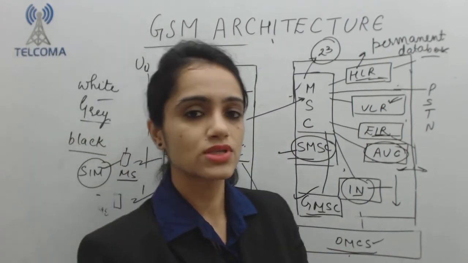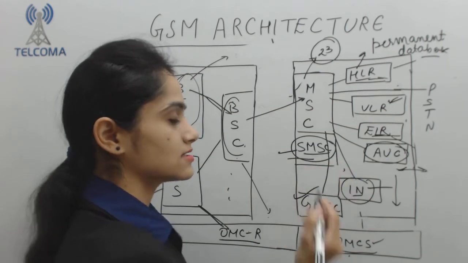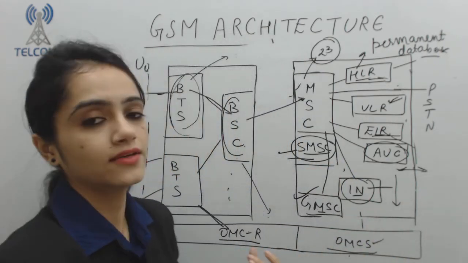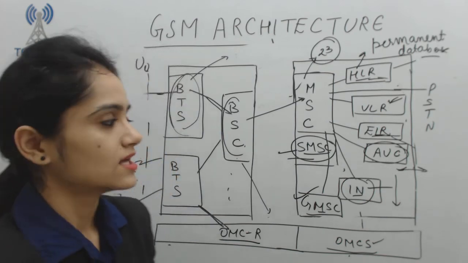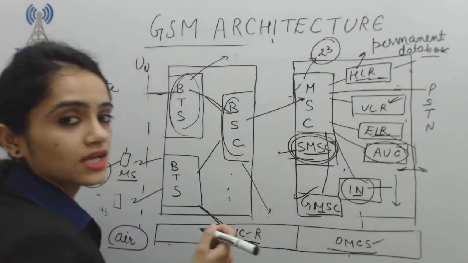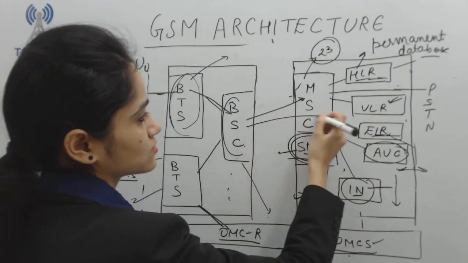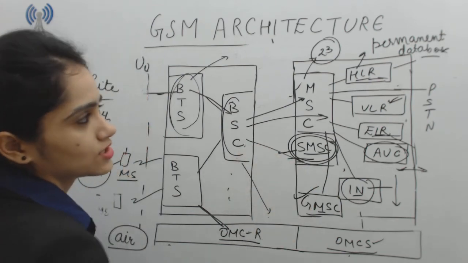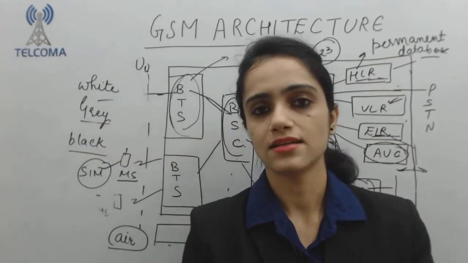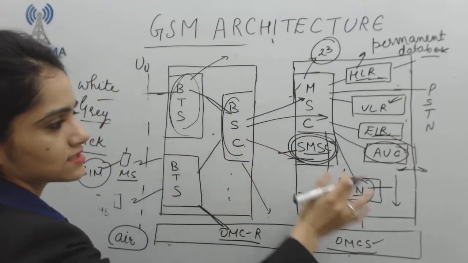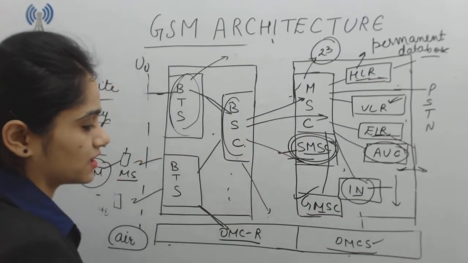Every message will be stored first in its database, then it is forwarded, and after that it will give me a delivery report of the SMS. So this is the functionality of the Short Message Service Center. If I am calling, I require to pass through this, and if I am sending SMSs, then I require to pass through the Short Message Service Center number. Now, these are the main databases in the NSS part.